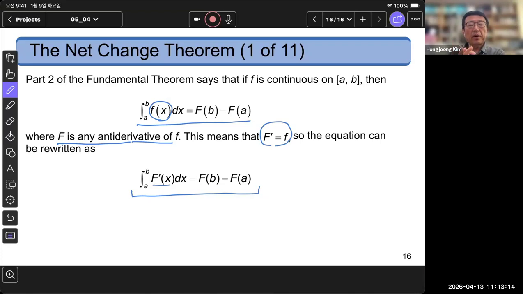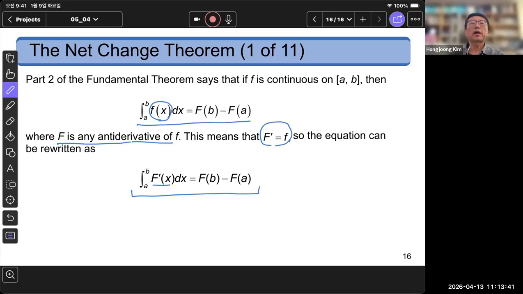Please, please practice this fundamental theorem of calculus. In the midterm, we will focus on the derivatives and just a simple problem regarding the integration. But after the midterm, we will focus on the integrations.